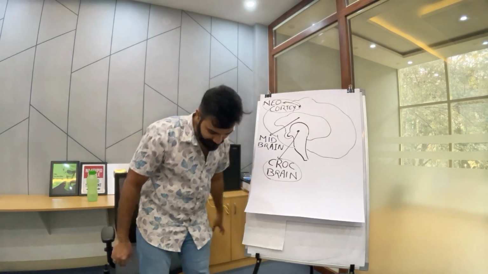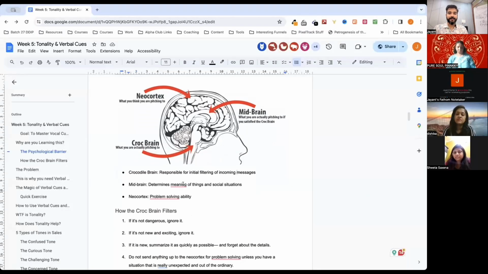I'm not going to comment on the relatives part, but at least theoretically this works, right? Now, the crocodile brain is responsible for initial filtering. This is who you are actually pitching to, right? The neocortex is what you think you are pitching to, and the midbrain is what you are actually pitching to if you are satisfying the croc brain. So your message goes here, then it goes to the neocortex, right?